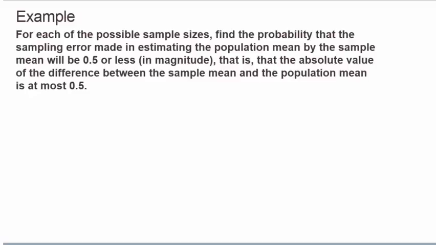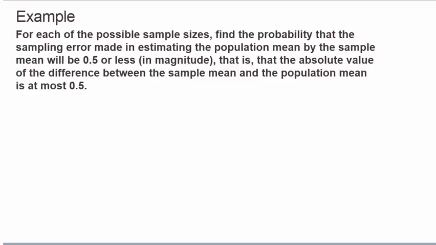Continuing our example, for each of the possible sample sizes, find the probability that the sampling error made in estimating the population mean by the sample mean will be 0.5 or less in magnitude. That is, that the absolute value of the difference between the sample mean and the population mean is at most 0.5.